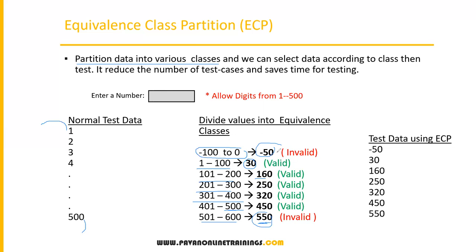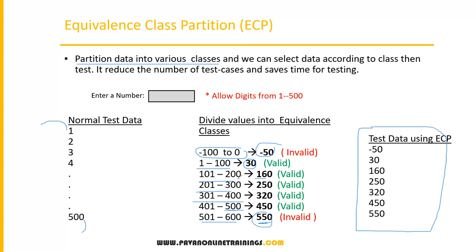So this is how we need to divide the entire data into different classes, and we'll choose one value from each class. And only these values we will test. If I look here, this is the final data which we are going to use for testing with the ECP technique. What the ECP technique has done here is cover everything and, at the same time, reduce the test data. We don't need to verify all the numbers from 1 to 500, not at all required. We can simply divide the data into multiple classes, which are called equivalence classes, and in each and every class, we'll pick some value randomly and verify that.